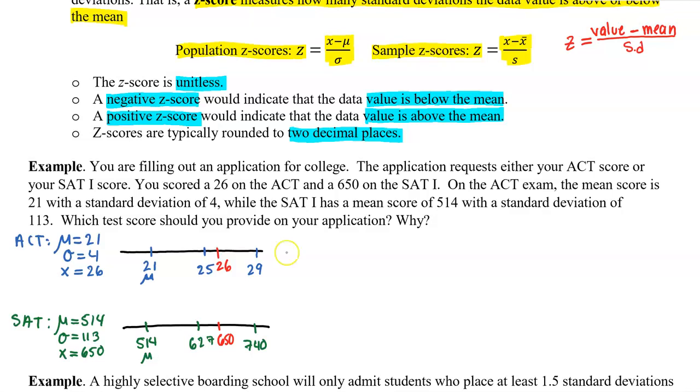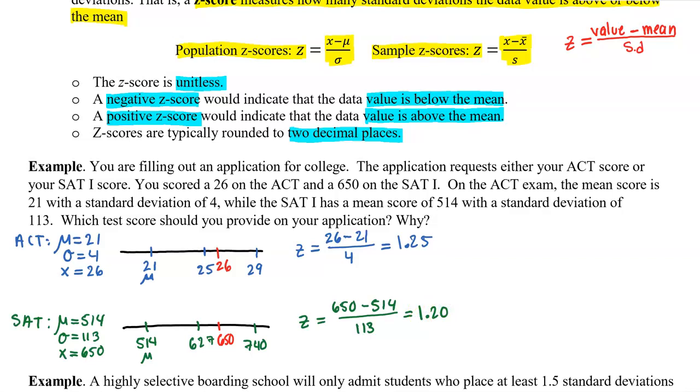So the z-score for the ACT would be the value of 26 minus the mean of 21 divided by the standard deviation of 4. And so this is going to give us 1.25. For the SAT, the z-score would be 650 minus 514 divided by the standard deviation of 113. And so we're going to get 1.20. So here are the corresponding z-scores.